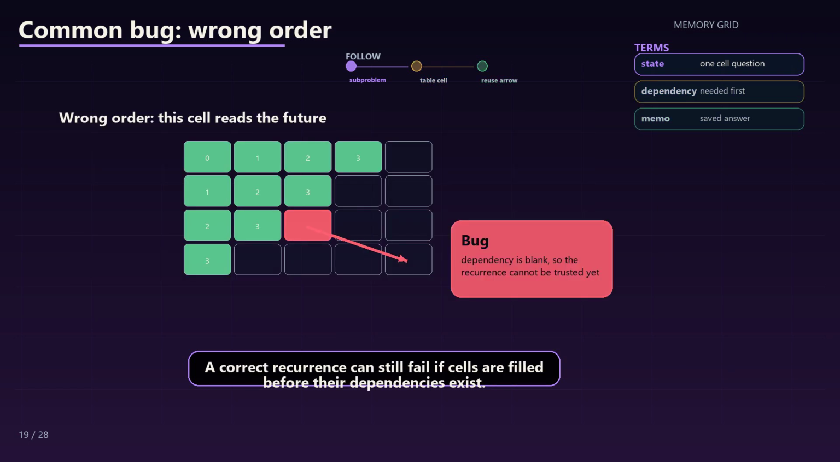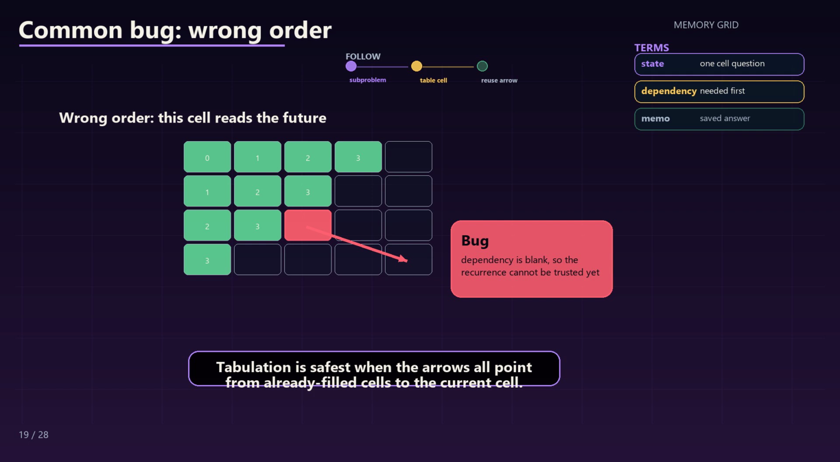A correct recurrence can still fail if cells are filled before their dependencies exist. Order is not an implementation detail, it is part of the proof. The useful dependency question is which earlier answers this cell is allowed to read before it writes its own value. That direction turns a table from random boxes into a proof.